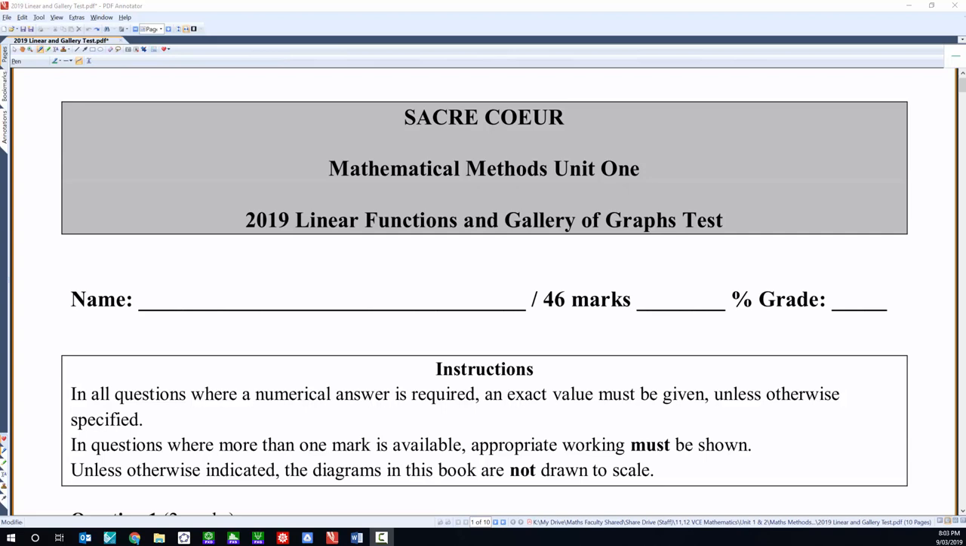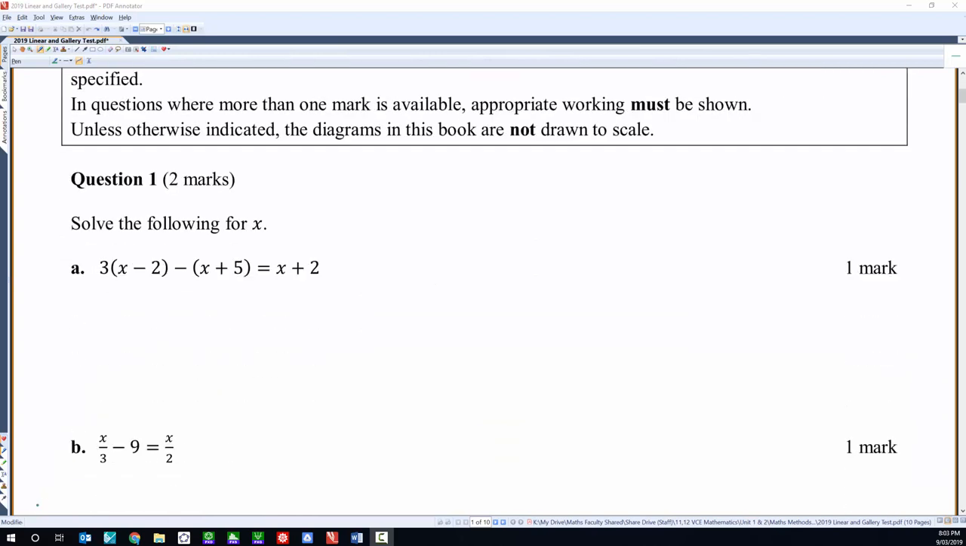These are the solutions to your recent linear functions and algebra graphs tests. So without further ado, let's get into it.